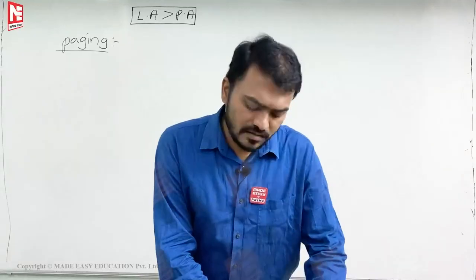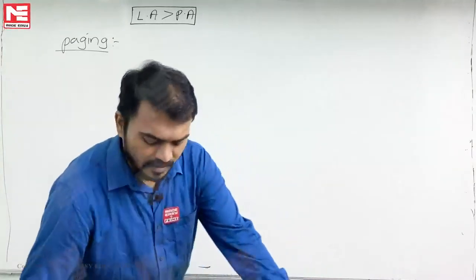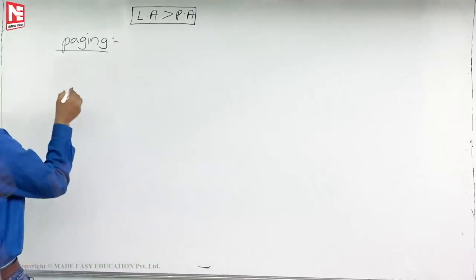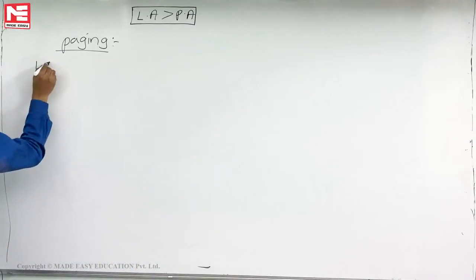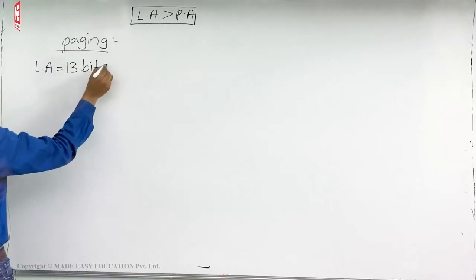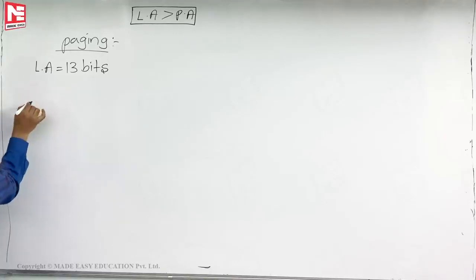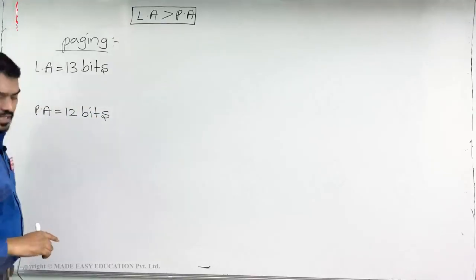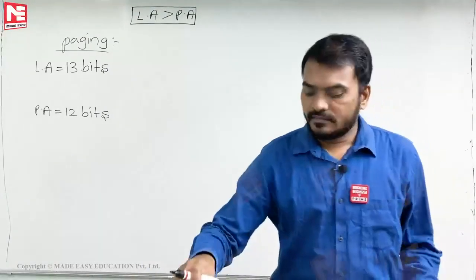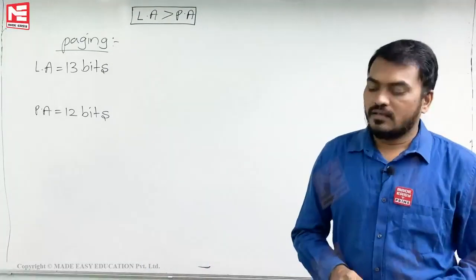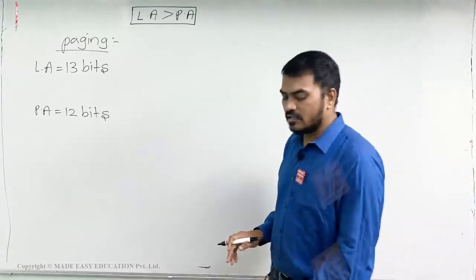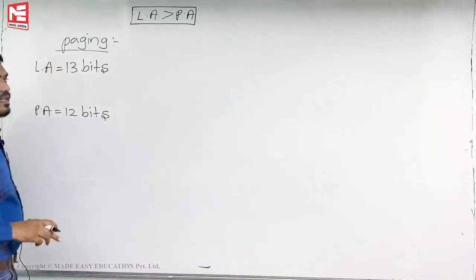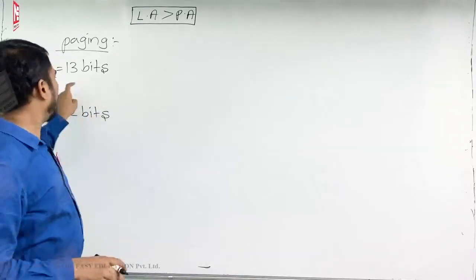So how are we going to implement paging? That concept we are going to study now, so understand carefully. I am assuming the logical address is 13 bits and the physical address is 12 bits. Copy this, you have to take the running notes. Now understand carefully: logical address how much? 13 bits. Physical address how much? 12 bits. Look here, logical address is greater than physical address.